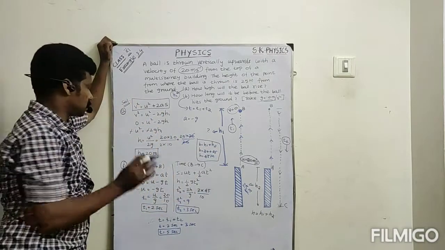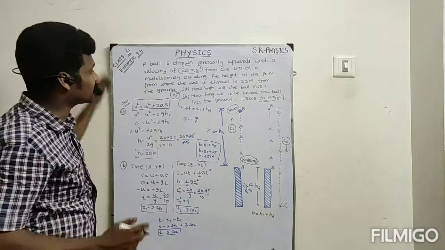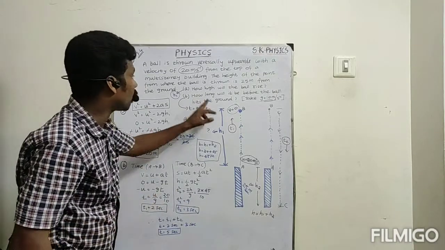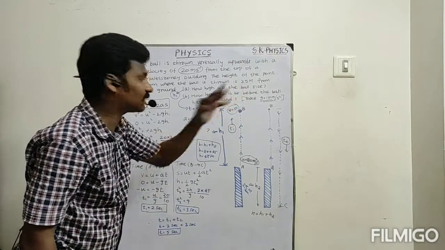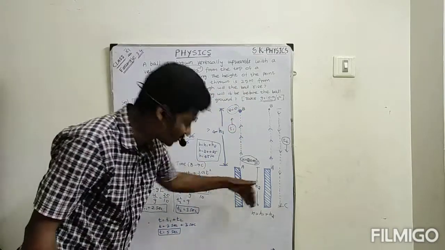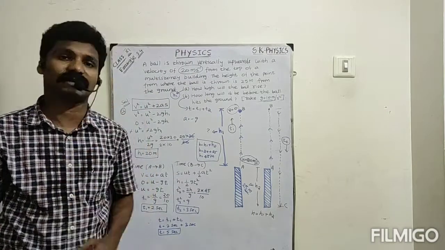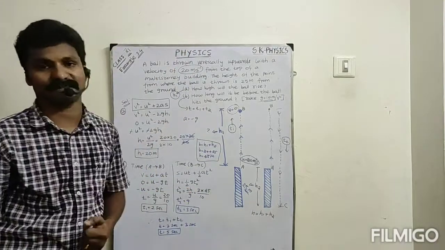Okay students, now the A question is over. Next, the B question. B question is asked, what is that? How long will it be before the ball hits the ground? Now you throw the ball, after that it will reach the ground. Then how long? They're asking the time period, the flying time period.